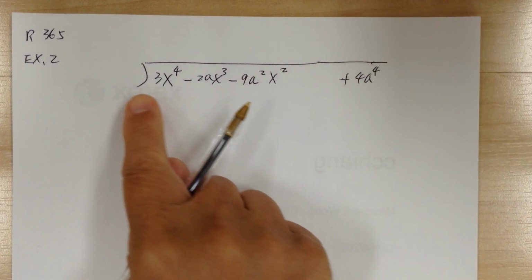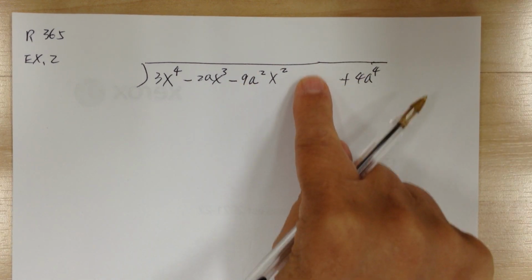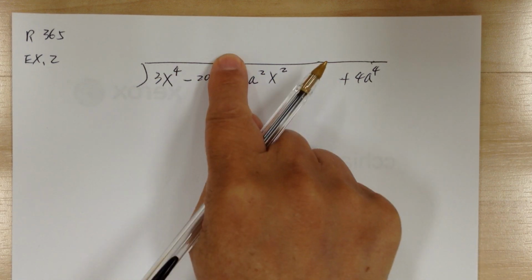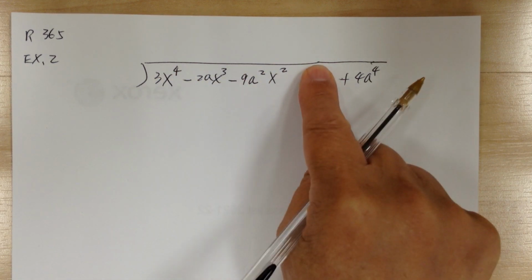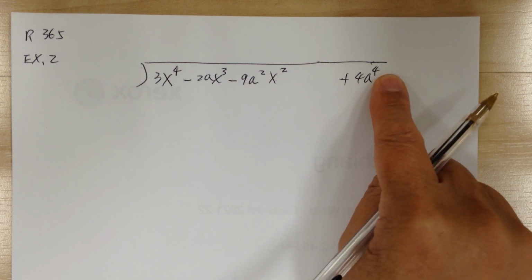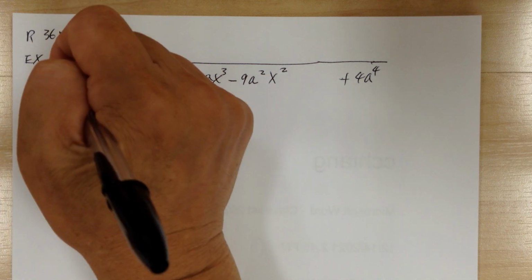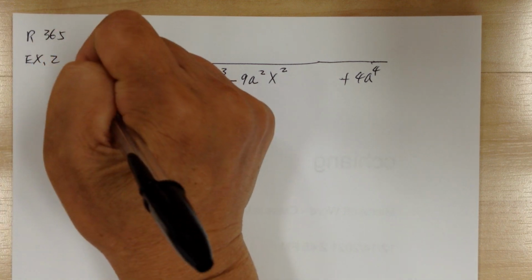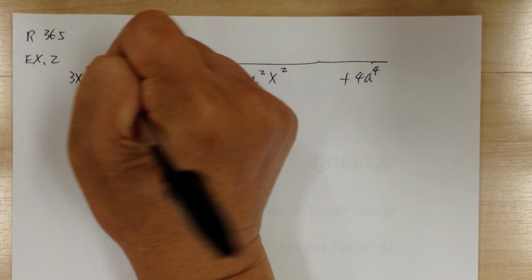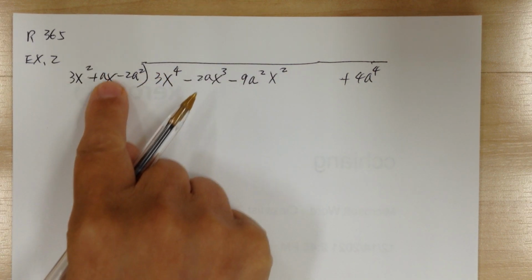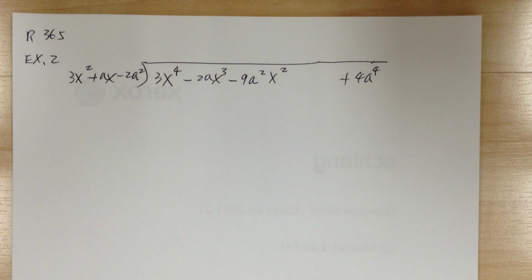So the first thing you have to do is arrange everything in order, and if there's a missing term, you have to reserve a space for it. So this is x to the 4, x to the 3, x to the 2, x to the 1, and x to the 0 means no x. Okay, and you have to do the same thing over here. You have to arrange this in order, so it'd be 3x squared plus ax minus 2a squared. So again, you've got x to the 2 power, x to the 1 power, and no x.